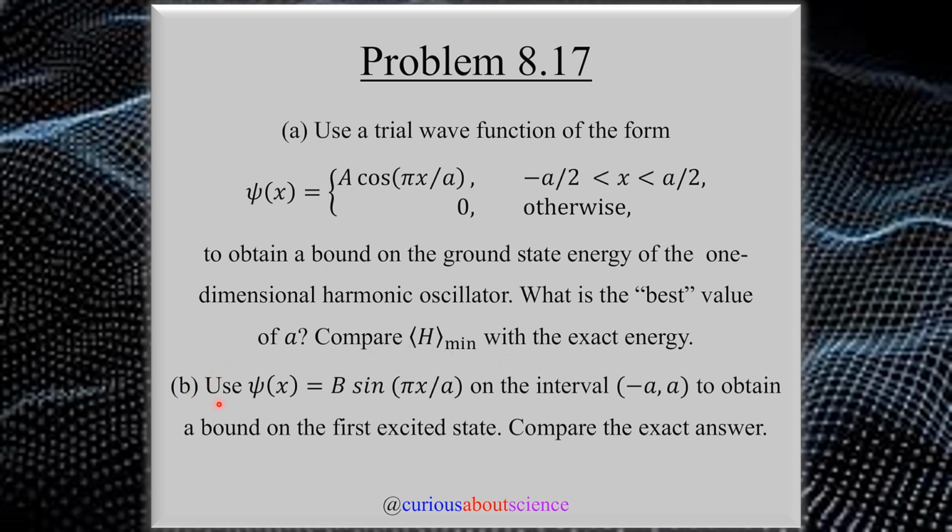Part B: use psi of x equals B sine of pi x over a on the interval negative a to a. A little different from what we had with the cosine, to obtain a bound on the first excited state and compare to the exact answer. So we've seen this setup before with the infinite square well last question.